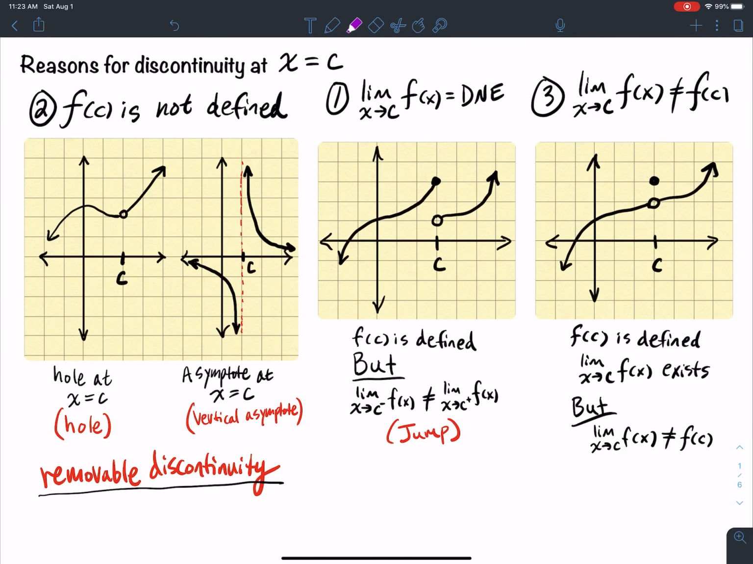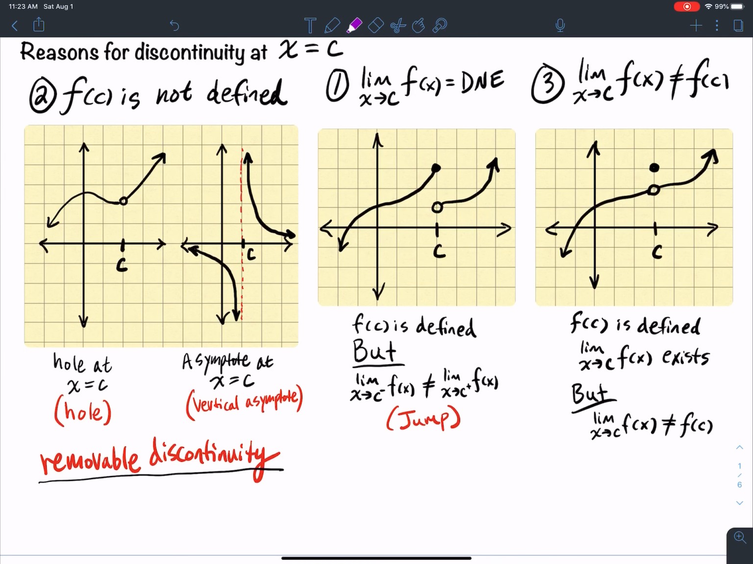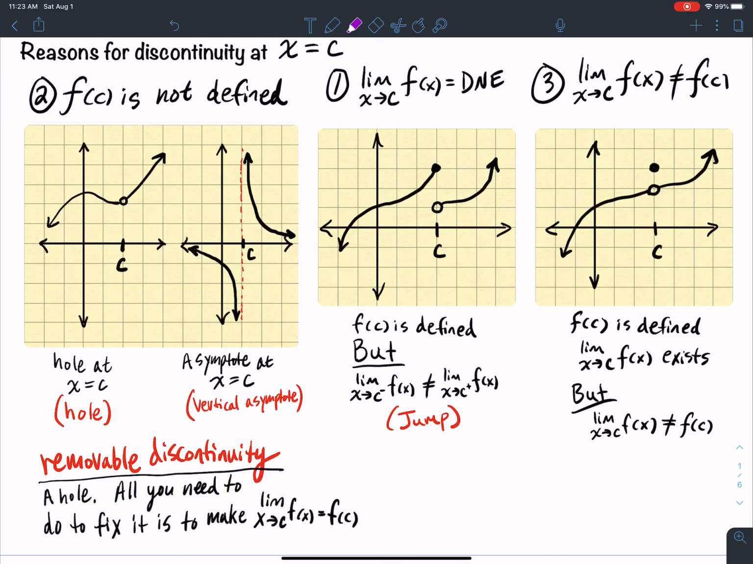Now, there's two discontinuities we're going to focus on, and one is the removable discontinuity, and the removable discontinuity is just a hole. Okay? So all you need to do to fix the discontinuity, and when I mean fix it, I mean take it from being discontinuous to now being continuous at this x equal to c. So all you have to do to fix it is you have to make the limit equal to the output, okay? So which of these examples will be removable?